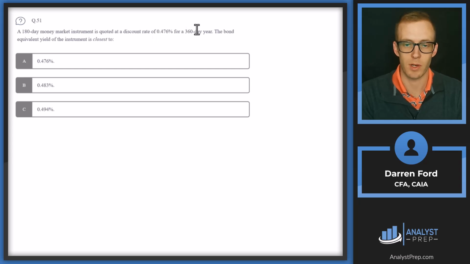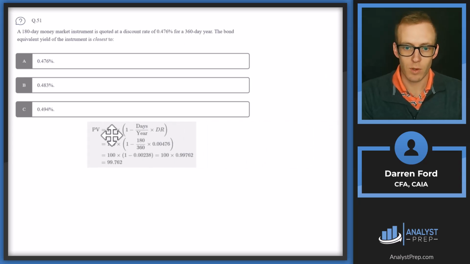for money market we use a 360-day year. For the bond equivalent yield we're going to be using 365. So we essentially need to figure out what the price of our bond is under the money market quote, and then we'll re-quote that for bond equivalent yield using that longer year.